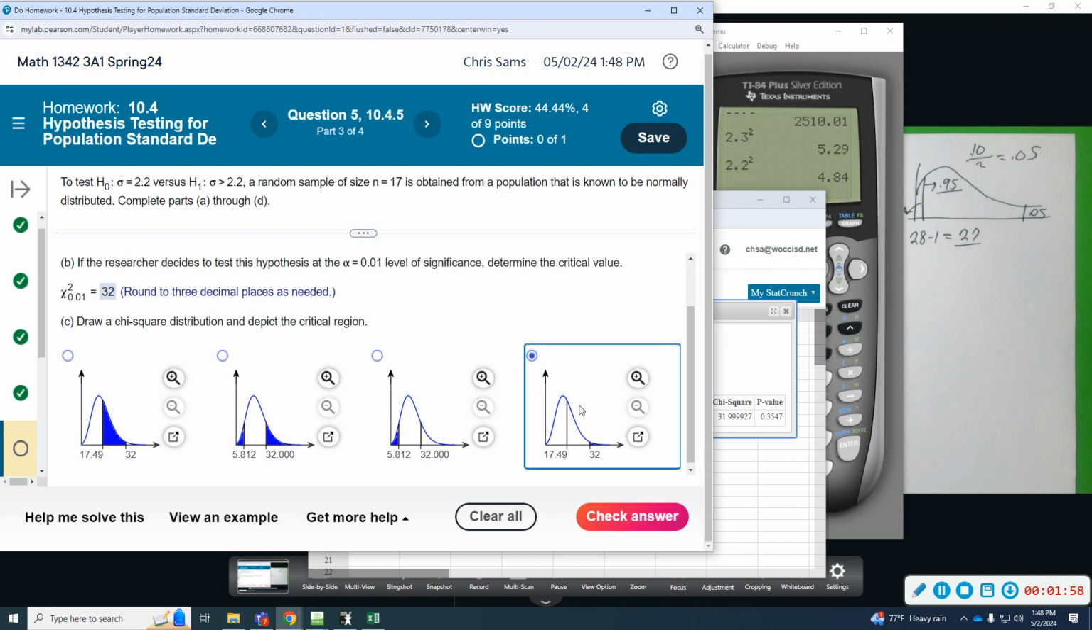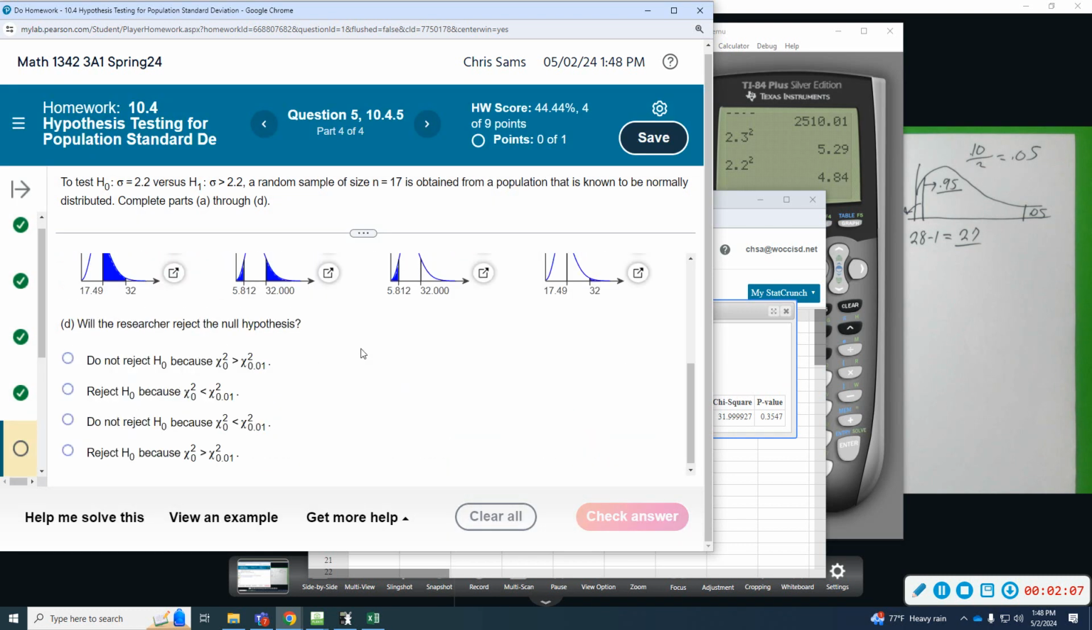You can see that our test statistic, 17, is less than the 32, so it's not in the rejection region. We will not reject the null. We don't have enough evidence to support the alternative.